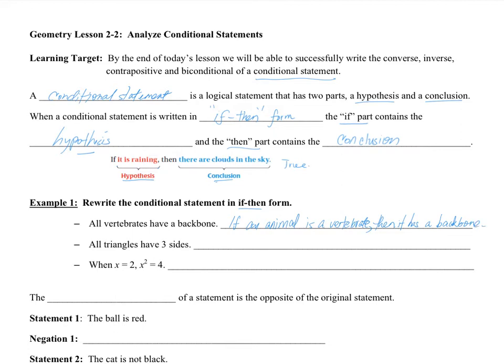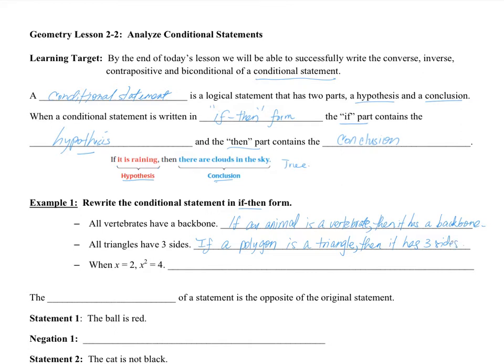Now let's look at this mathematically. All triangles have three sides. So a triangle is a polygon. We could say if a polygon is a triangle, then it has three sides.